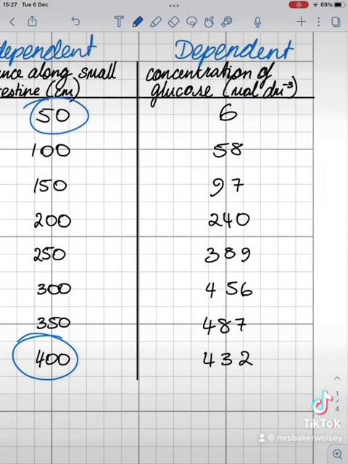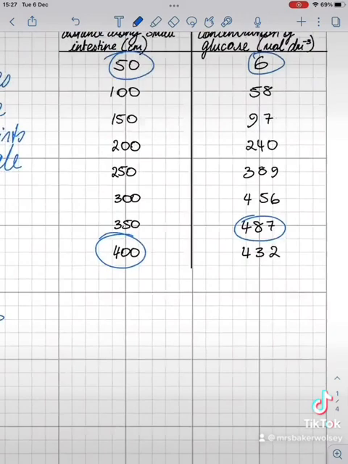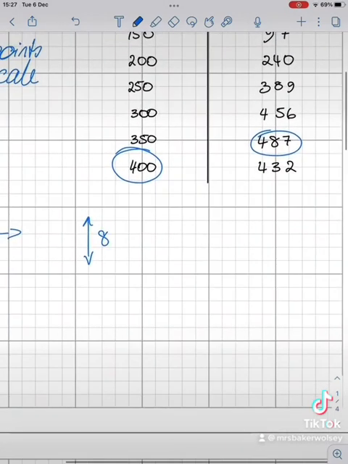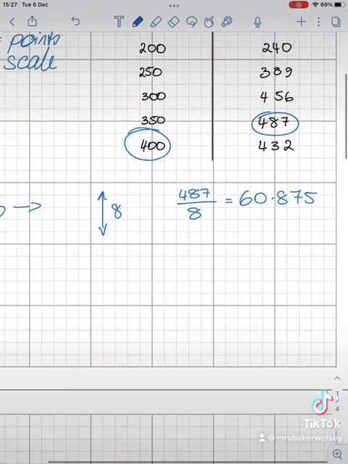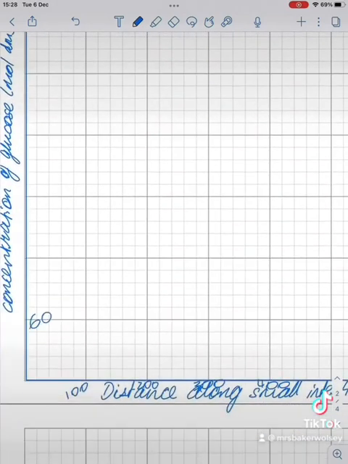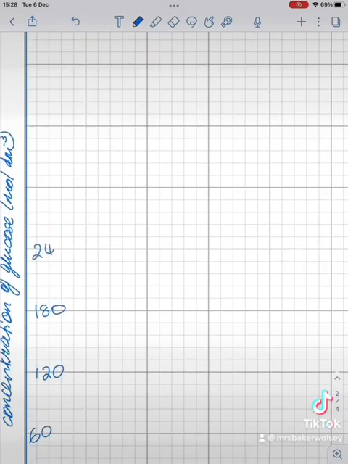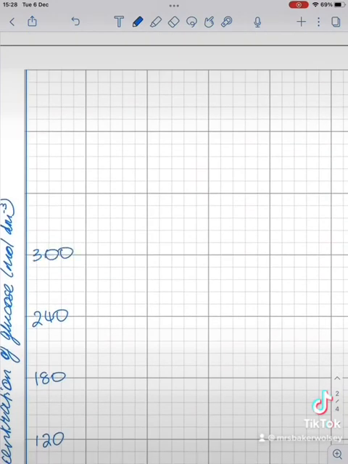On the y-axis our points go to a maximum of 487 mol per dm cubed, and the space we're given is 8 large squares high. 487 is a horrible number, but you can use it as a starting point. Let's do 487 divided by 8, which gives us 60.875. But if we said that each large square represents 60 mol per dm cubed, our y-axis will only go up to 480, and we wouldn't be able to fit that last point in.